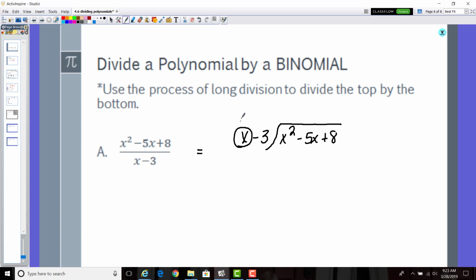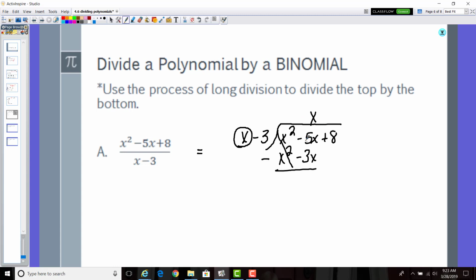So we're going to do the same thing. We're going to ask ourselves, how many times does x go into x squared? Or x times what will give us x squared? We should all agree that x times x will give us x squared. So we're going to place that x directly above the x term, and then we're going to multiply. x times x gives us x squared. x times -3 is -3x. Just like the other process, we are going to subtract these polynomials. If we've done this correctly, these terms should always cancel out. x squared minus x squared does cancel.